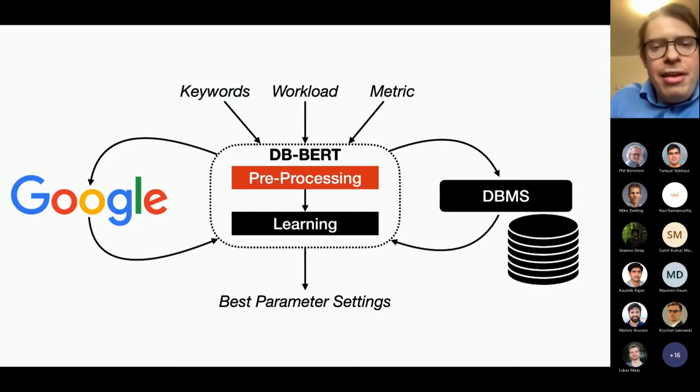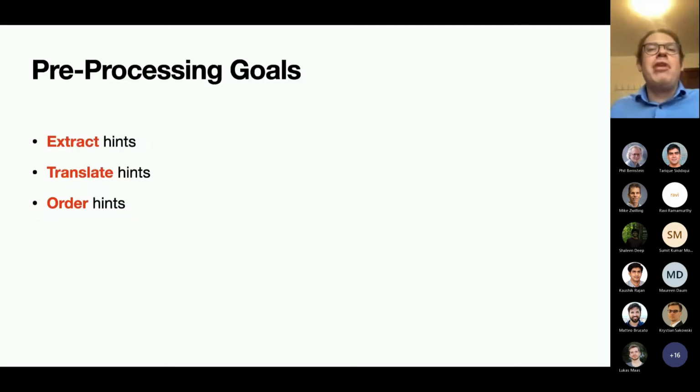Now, the goal of pre-processing is first of all to analyze the input text documents in order to extract hints, meaning recommendations, to translate those hints into arithmetic formulas like the ones that we have seen, and also to order those hints in order to determine in which order those hints are considered for trial runs in the following phase.